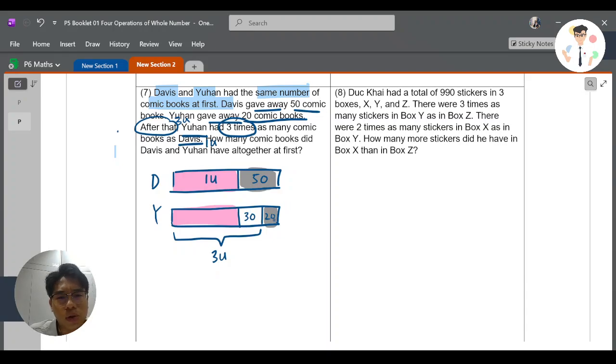Teacher, why don't you include the black color part? Again, this is after that, which means I already gave away here. I only have this part left. This I already gave away, so I don't look at it anymore.